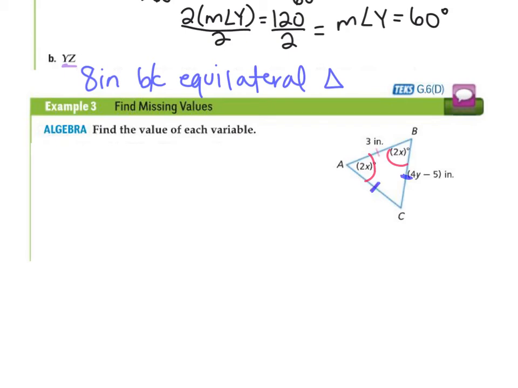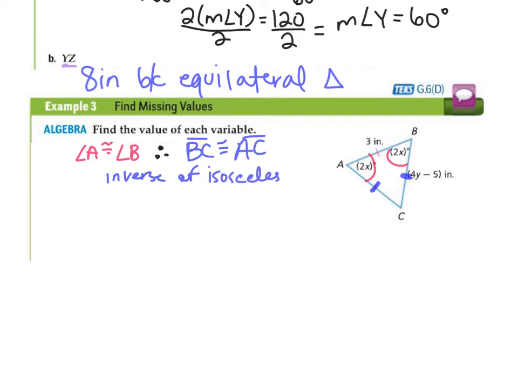Okay, so look at what we have here. We have two congruent angles of 2x because angle A is congruent to angle B, right? That's going to make BC here on the right congruent to AC. Okay, that's by our inverse of isosceles.